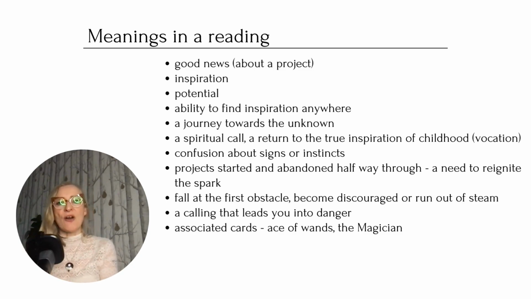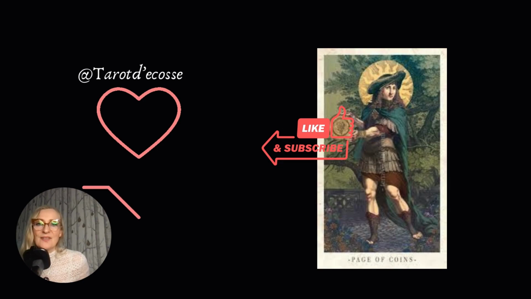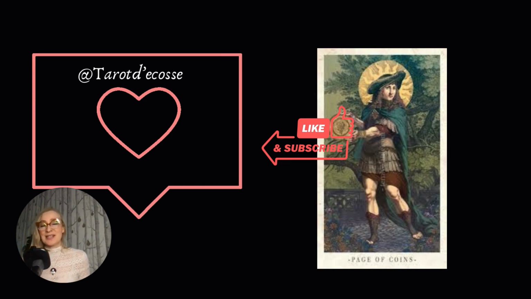Okay, so just the last point there. The associated cards are the Ace of Wands and the Magician. All right, I think it's probably quite long. So you can see this is going to take a while because we've just done 4 cards. But if you stick with me, you're going to hopefully find your way through the whole of the 78 cards.